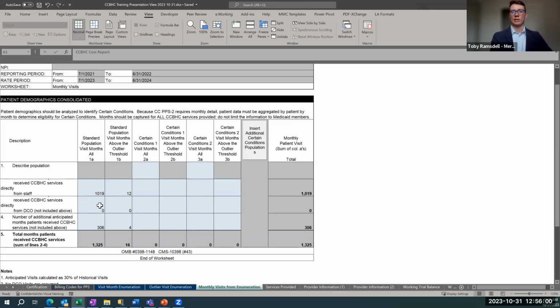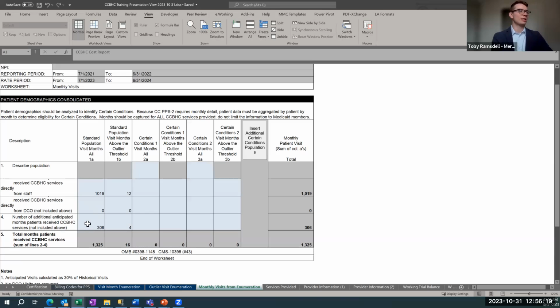I reported no DCO visits in this example. I wanted to keep things relatively straightforward, but again, make sure that that data is collected from the DCO. So that data sharing needs to be clearly understood between both the provider and the DCO in crafting that agreement.